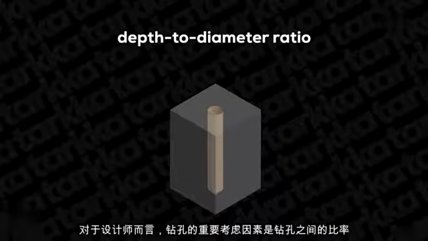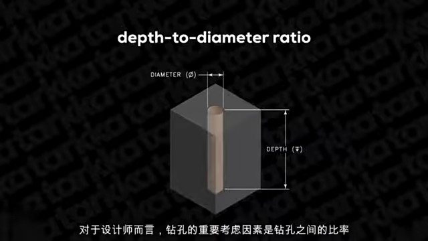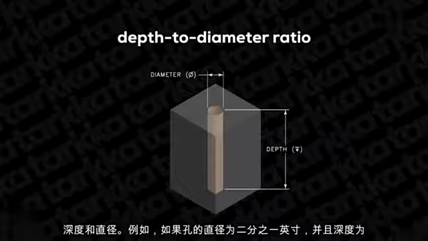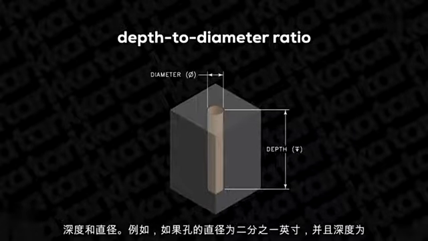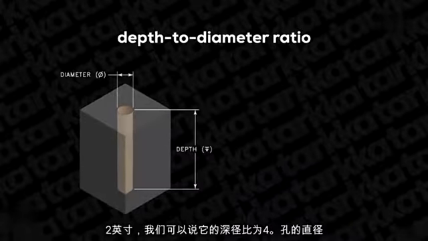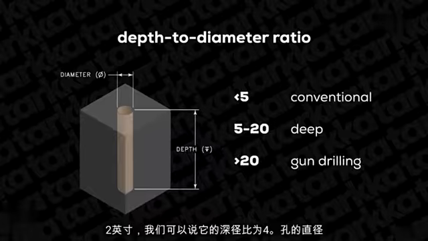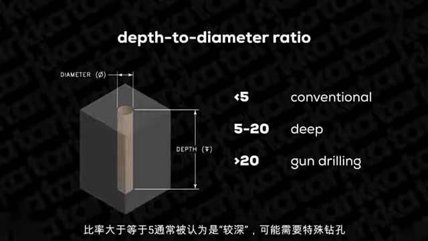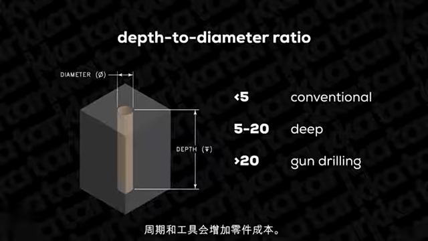For the designer, an important consideration for a drilled hole is the ratio between its depth and diameter. For example, if a hole's diameter is 1/2 inch and its depth is 2 inches, we would say that it has a depth to diameter ratio of 4. Holes with depth to diameter ratios of 5 and above are generally considered deep and may require special drilling cycles and tooling that add cost to the part.